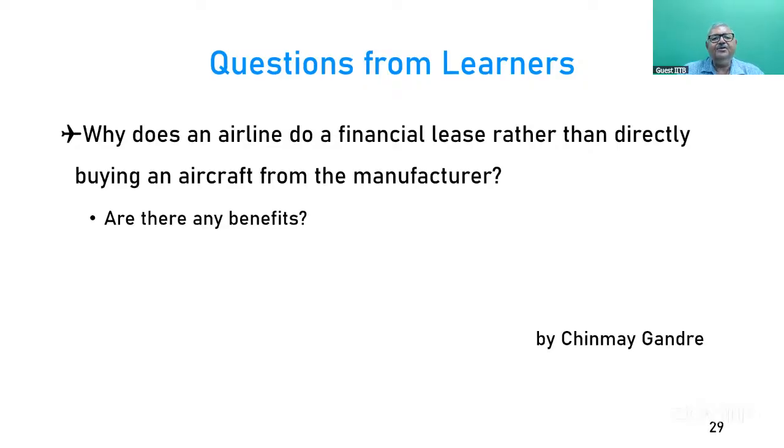Okay. Why do you rent a house? Why don't you buy a house every time you want to stay somewhere? You can't afford it. You cannot find so much money. Why do you buy a car on loan? Why not buy it with full down payment?